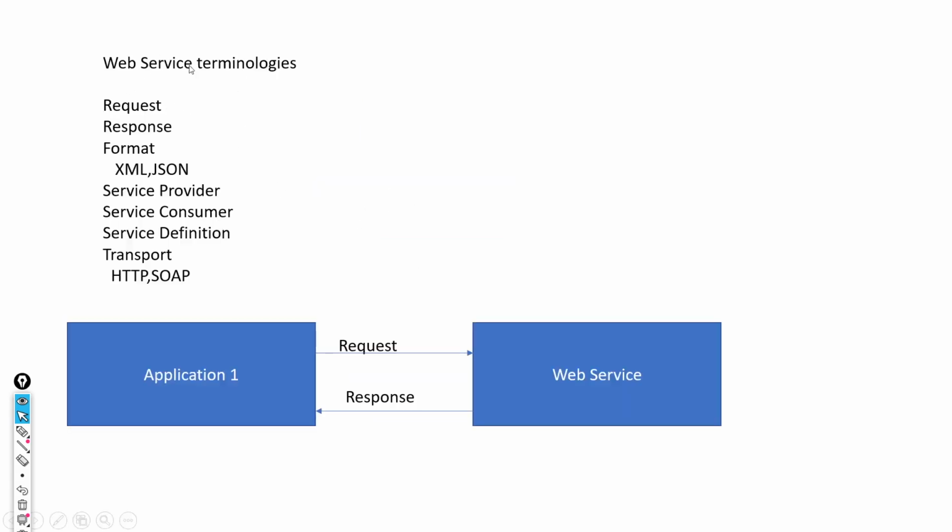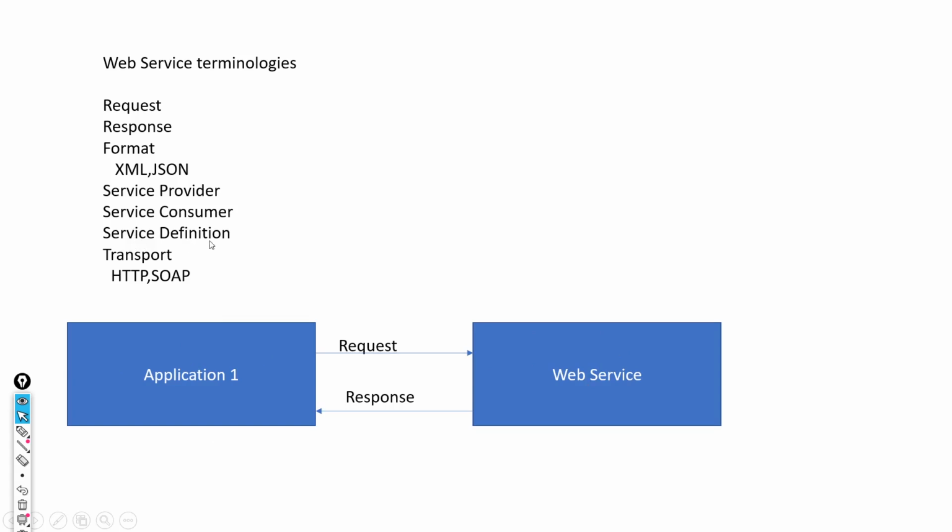Next, terminologies. What terminologies do we use in web services? Request is a terminology we use. Response is a terminology we use, in XML or JSON format. Service provider. Service provider is nothing but one application and another application. In this example, the web service is the service provider and the application is the consumer. The service provider provides the data and the consumer consumes the data.